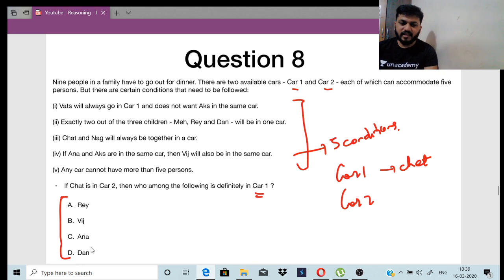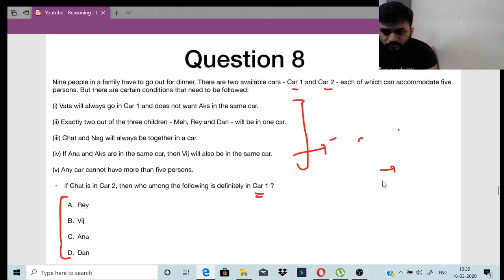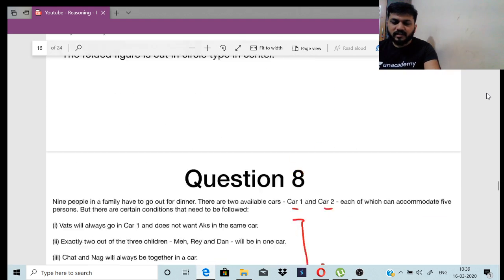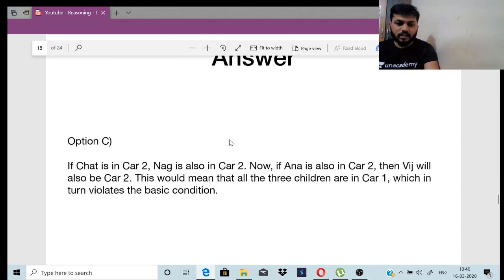So okay, SK is telling it as Anna. If Chat is in car 1, then Anna will be in car 2, right? Let me just erase this one. So the correct option is D. Sorry, the correct option is C.